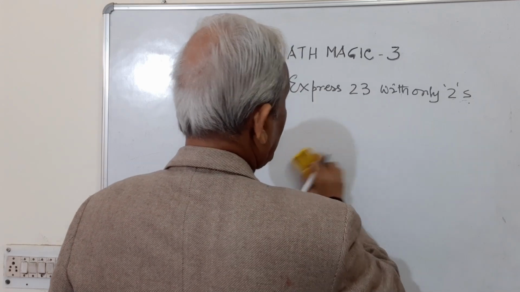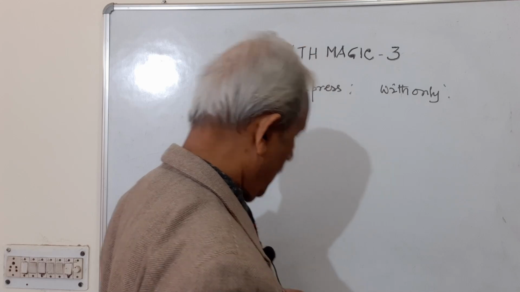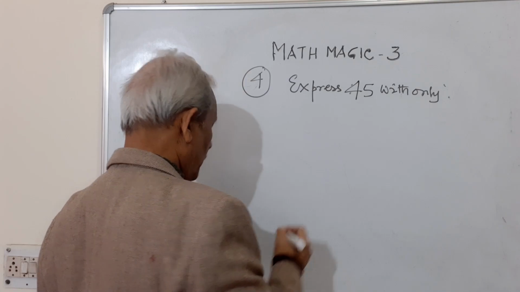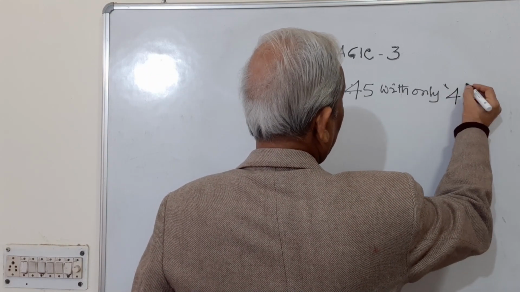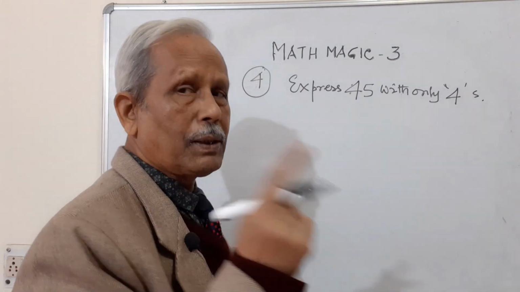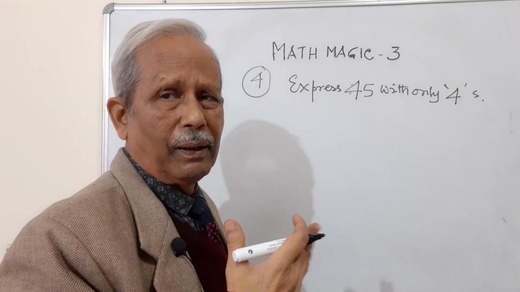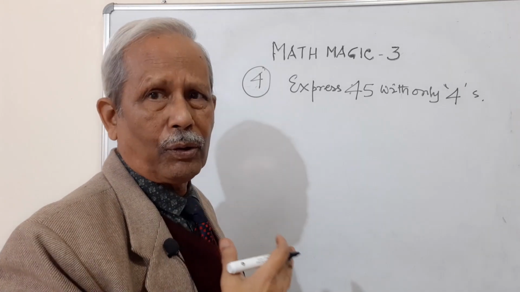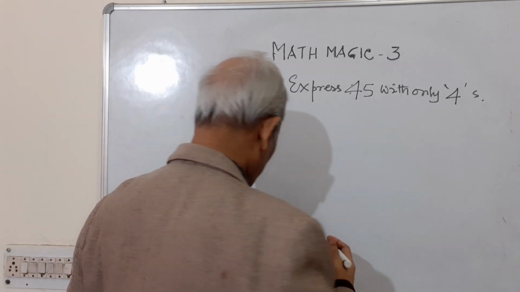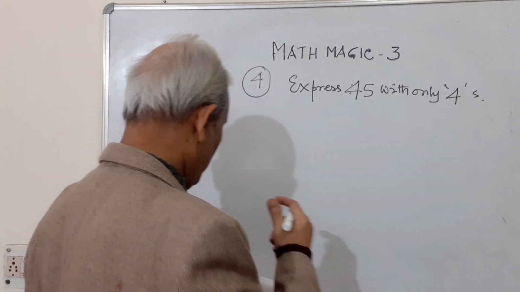Similar question. Express 45. You can prepare your questions like this. Express 45 with only 4's. Use only 4's and express the number 45. You can try it yourself. That will create your original thinking, your innovation in your mind, how it can be done, right? That is a very important thing for stimulating your mathematical capabilities, right? So express 45 with only 4's. You just try it, then you come back. So give a pause. I hope by now you have done it.